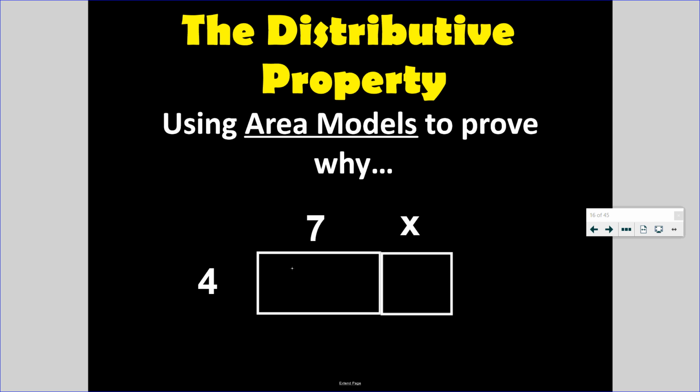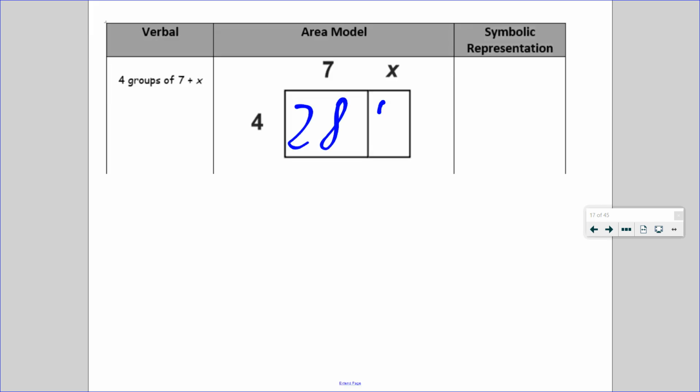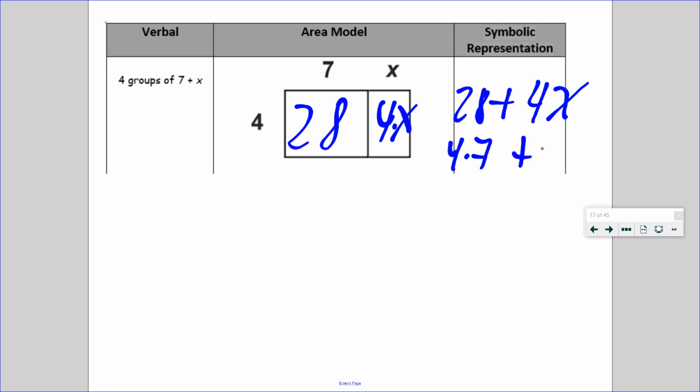4 times 7 is 28. 4 times x is 4 times x. So how would I represent this symbolically? This would be 28 plus 4x. You can also represent it as, what makes 28? 4 times 7 plus 4 times x.